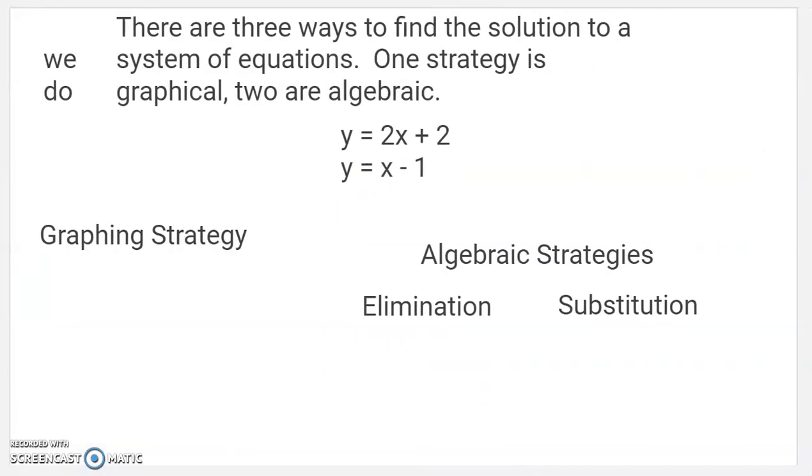So if you will, start by opening your notebook and let's just talk about some context first. So there are 3 ways to find the solution for a system of equations. One strategy is graphical, the other 2 are algebraic. So here's the example we're going to do. We have learned to solve that already with the graphing strategy. We have learned to solve that already with the elimination strategy. Substitution strategy is going to be new today.